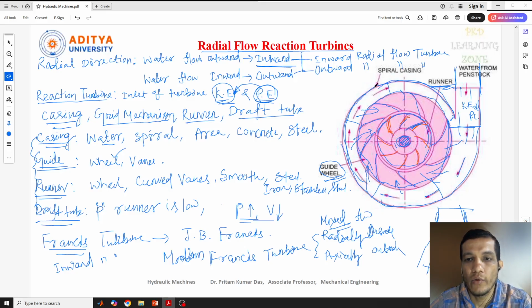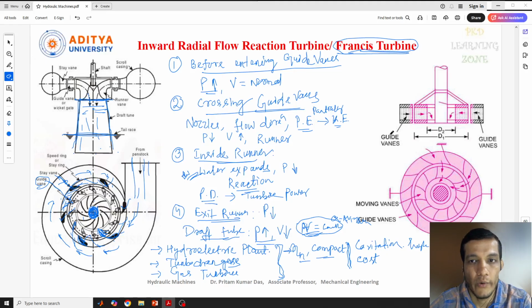And as I told you, this is an inward radial flow reaction turbine, which is also known as the Francis turbine. I hope you understand this theory.